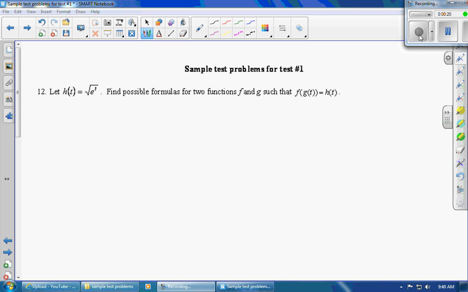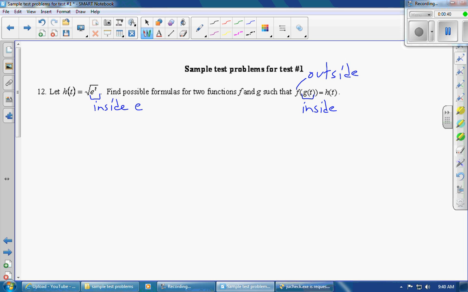I think there's one natural way, and that's to recognize that g of t is the inside function, and f is the outside, and so we can then come back over to the original and say, okay, in here, what's the inside function? So to me, it seems like e to the t is the inside function, and then this square root is outside. And so it's just a matter of writing that up.